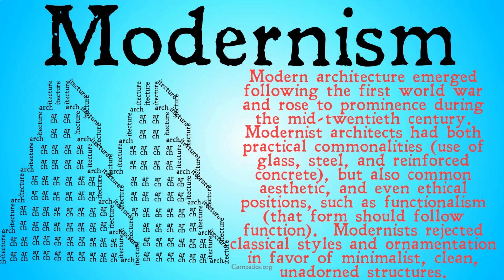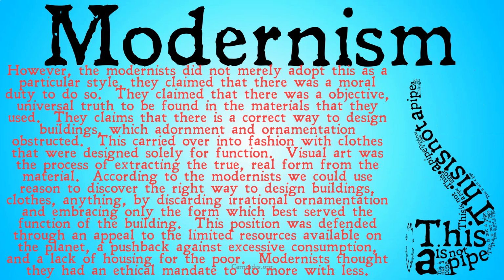So, modern architecture emerged following the First World War and rose to prominence during the mid-20th century. Modernist architects had both practical commonalities, use of glass, steel, and reinforced concrete, but also common aesthetics and even ethical positions, such as functionalism, that form should follow function, that the shape of something should be based on what it is doing. Modernists rejected classical styles and ornamentation in favor of minimalist, clean, unadorned structures.